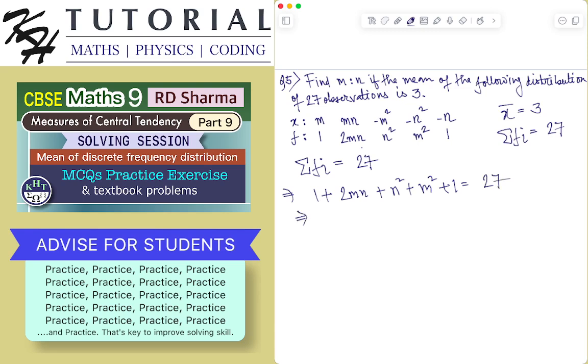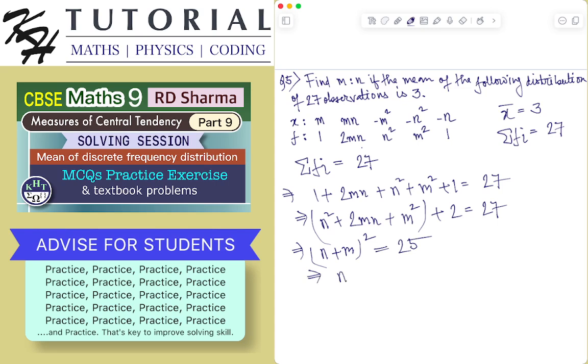If I simplify, I can see n square plus twice mn plus m square. So this is in the form of a square plus b square plus twice ab, plus 2 is equal to 27. So this implies n plus m whole square, using the algebraic identity a plus b whole square is equal to a square plus twice ab plus b square, equals 25. So this implies that n plus m is equal to 5.